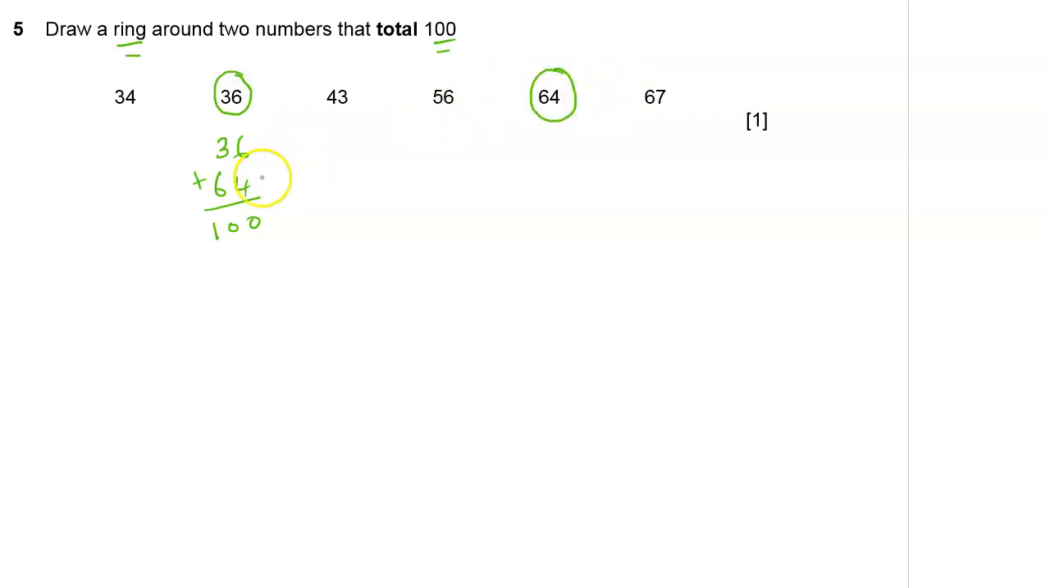another ring around 64 right there. When I check nicely, there are no other numbers which total 100. For example, if you pick this number and let's say this number, 56 plus 34, this will only give us 90. So no other numbers. 36 and 64 are the only two numbers that sum up to 100.